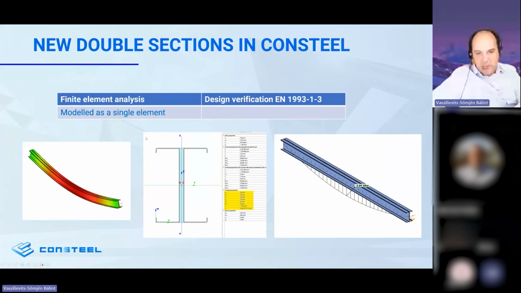We have extended our cross-section in our section module to be able to define and to calculate the cross-section properties of double profiles. We use exactly the same meshing technology that we used for the single sections. It's also important that all the section properties are calculated based on a finite element solution of the profiles. We are not using closed formulas.